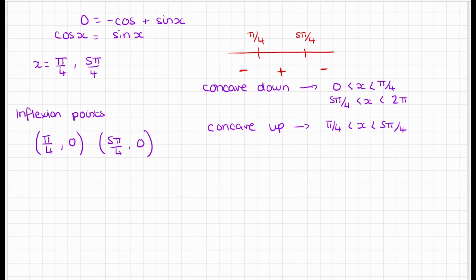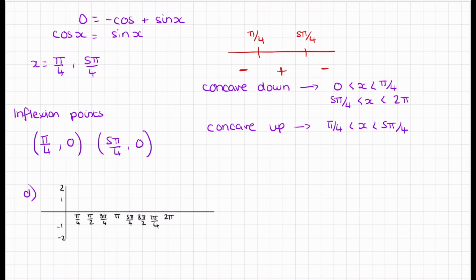Now from here, part D, we want to graph this function. We know our minimum was at 3 pi on 4 and negative root 2. Our maximum is at 7 pi on 4. We're only going between 0 and 2 pi, so we can't go past the x-axis. We know the inflection points are at pi on 4 and 0 and 5 pi on 4 and 0. And so we can use this information to then graph our function. There we go. So that is our derivatives of sine and cos.